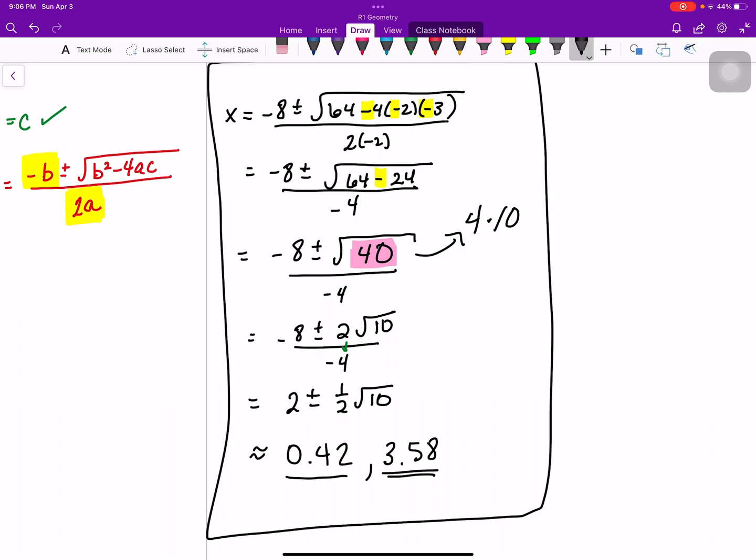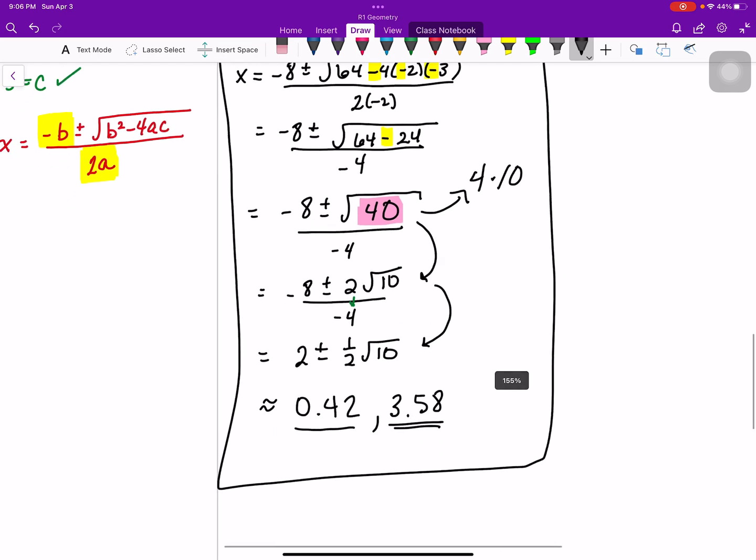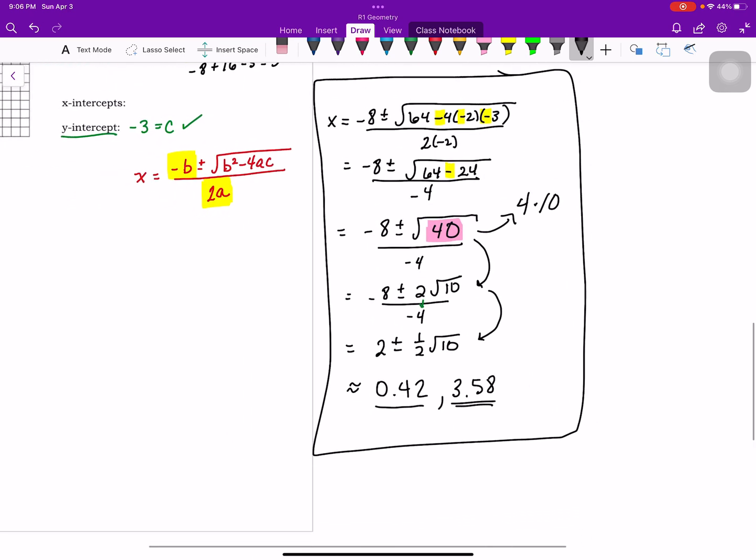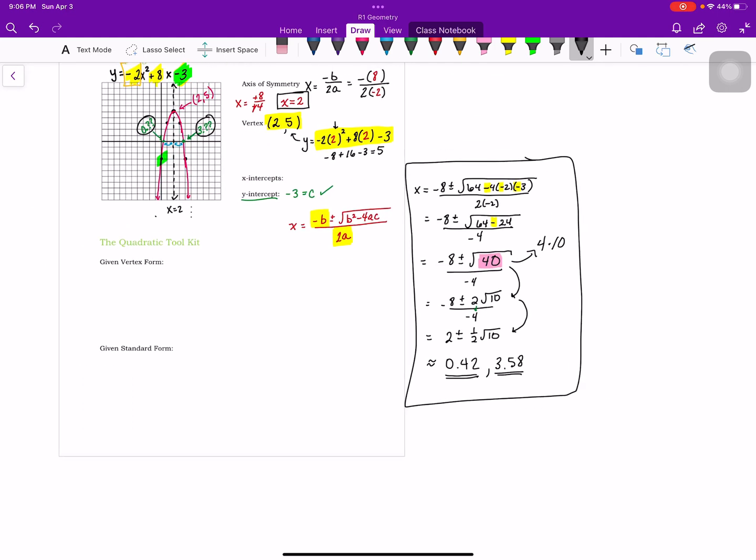And then I just worked my way through the steps. All I did from here to here is simplify my radical. Then from here to the next one, all I did was divide each one of those by a -4. And you get 8 over 4, which is 2. 2 plus or minus 2 over 4 is 1/2, and then the radical 10 is attached to that 1/2. Then I just plugged that into the calculator to get my two values in decimal form.